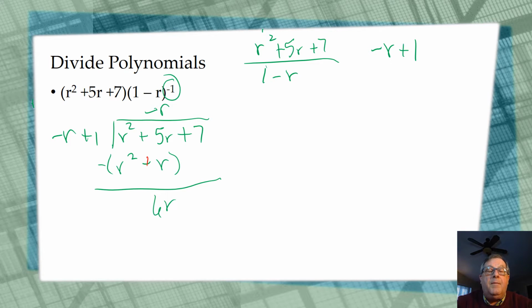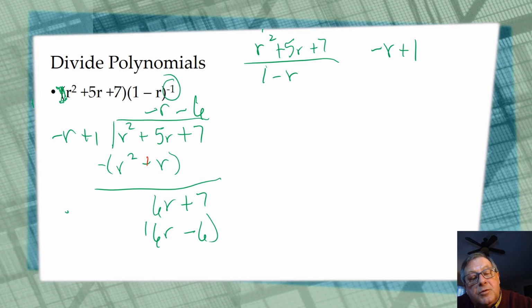All right. Now, how many times will negative r go into positive 6r? Well, it'll go there negative 6 times. All right. Now, negative 6 times negative r. And let's see, I got to bring down my plus 7. Negative 6 times negative r is 6r. And negative 6 times positive 1 is negative 6. And again, we're going to be subtracting this. And when we do, 6r minus 6r is 0. And 7 plus 6 equals 13.